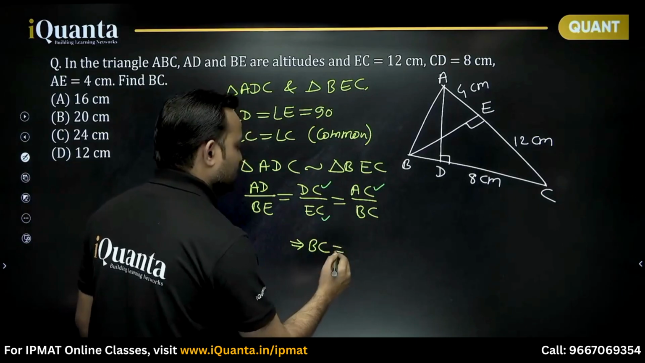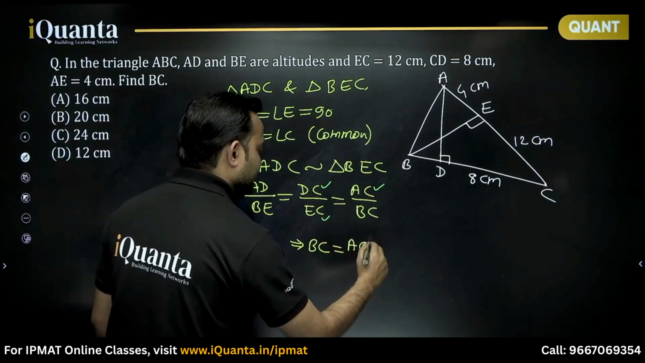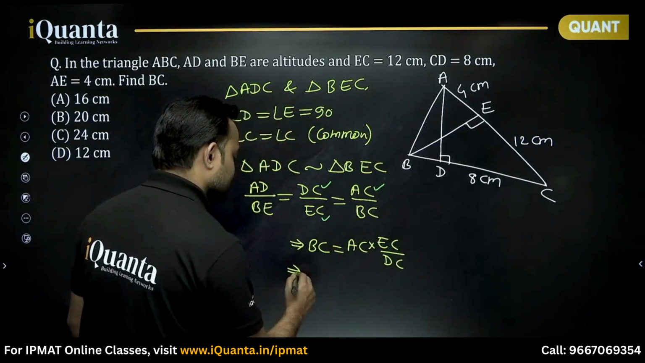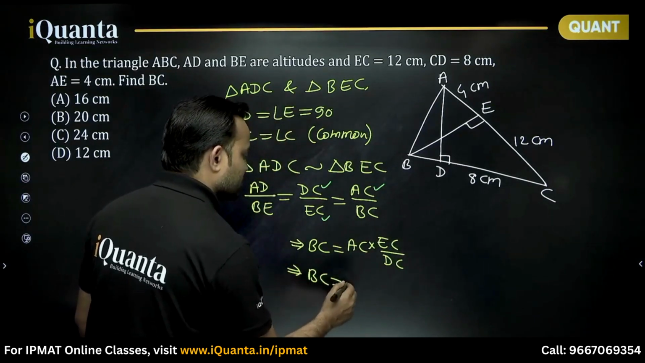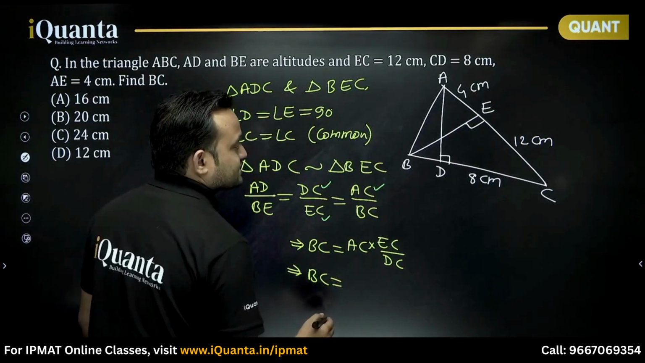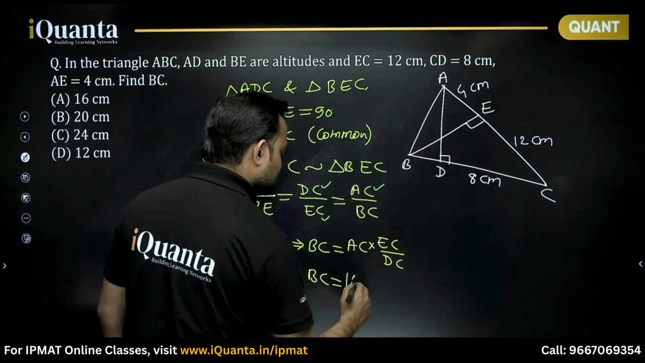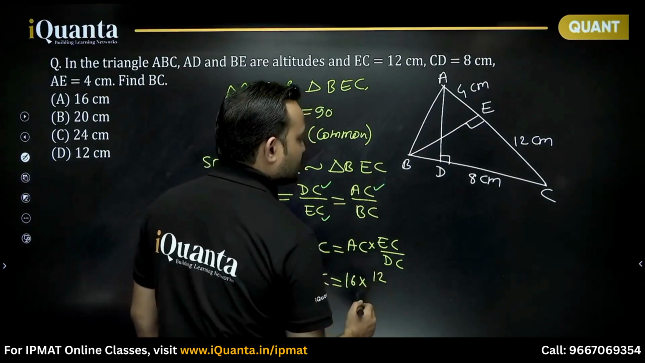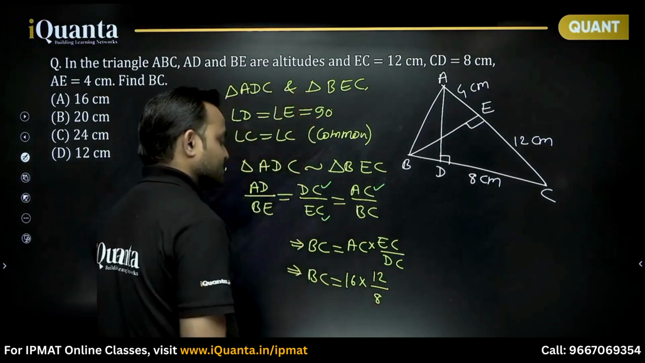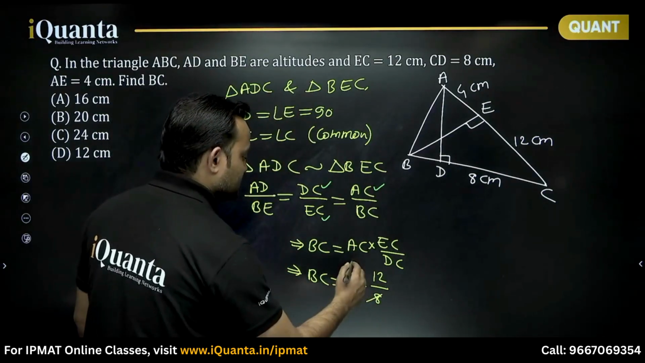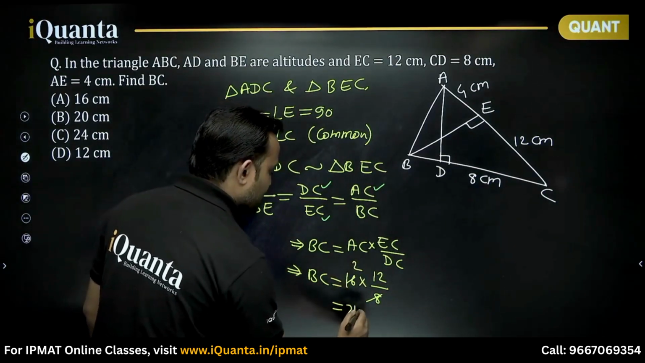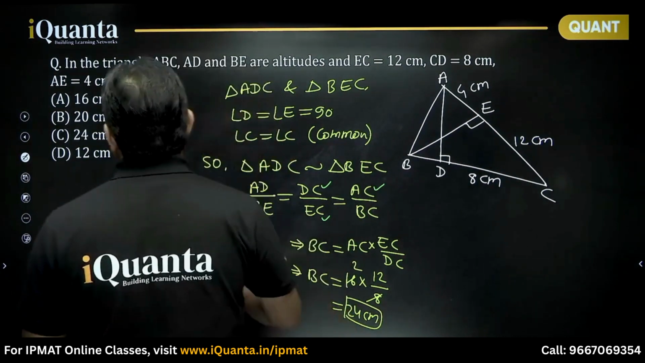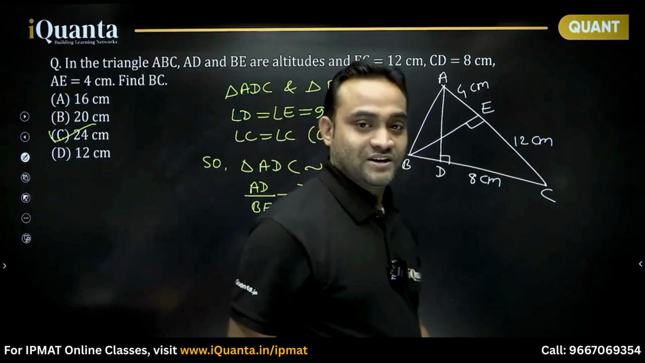BC will be equal to AC into EC divided by DC. What is AC? AC is nothing but 12 plus 4, 16. What is EC? EC is nothing but 12. And what is DC? DC is nothing but 8. So this gives us 12 into 2, or 24 centimeters. Okay, so our answer is option C here.